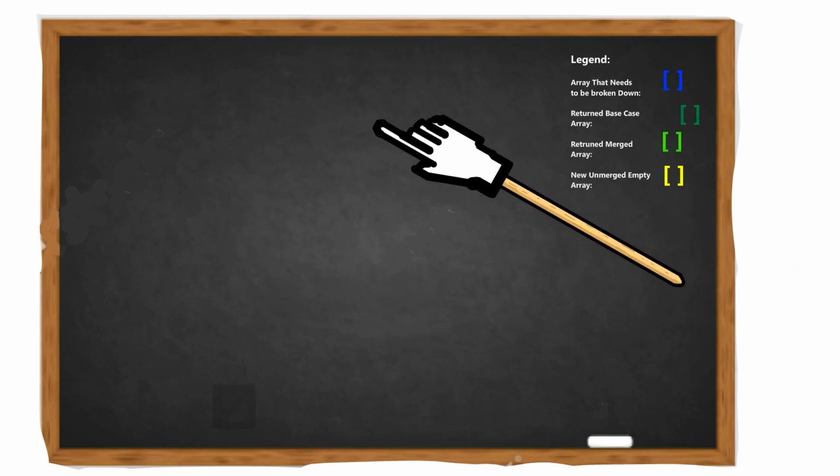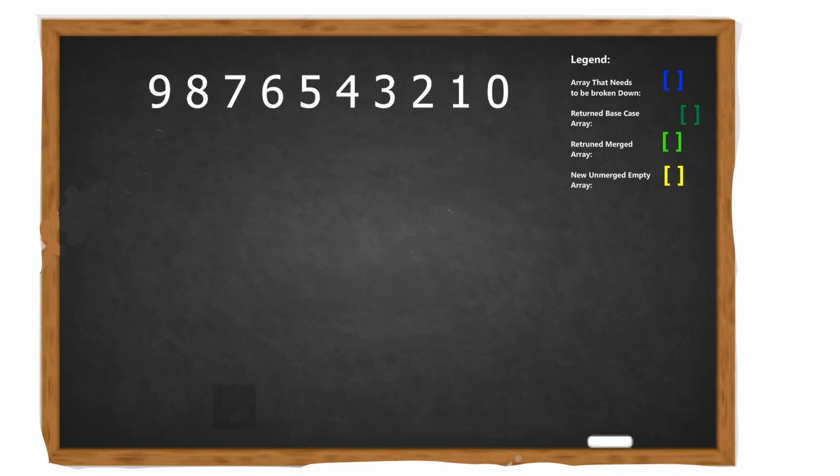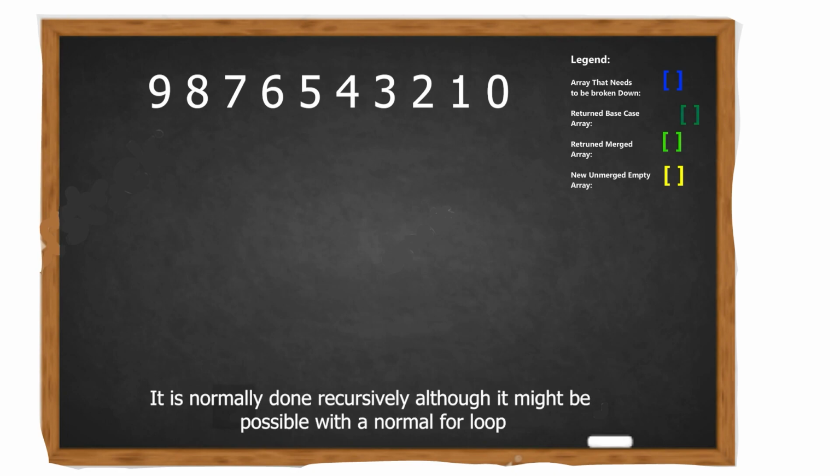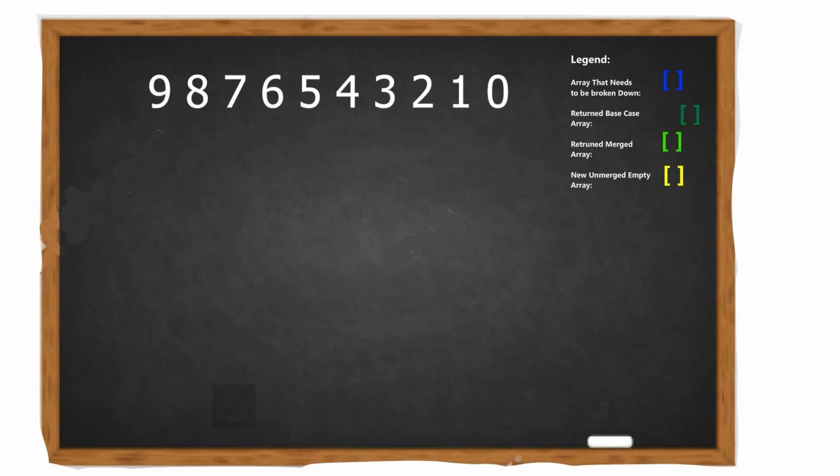So say you've got numbers 9 all the way to 0: 9, 8, 7, 6 all the way to 0. The idea with the algorithm is to cut the list into two over and over again until you are left with only one number in the list, or until there's nothing left. It is normally done recursively, but I believe it might be possible with a normal for loop. You're going to need some pointers, or primitive type variables, to keep track of the indices in the list.